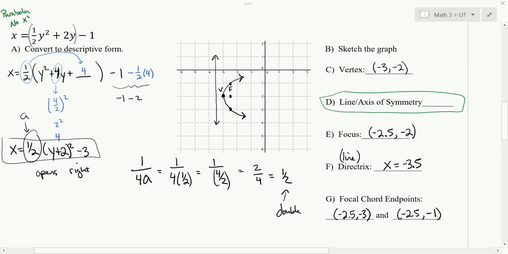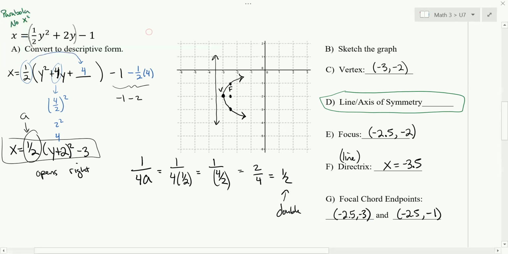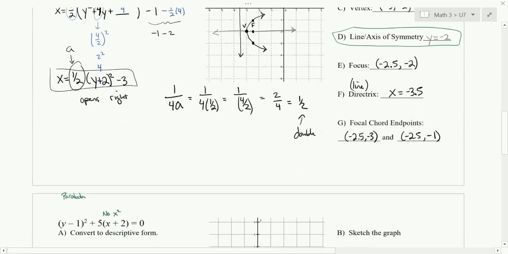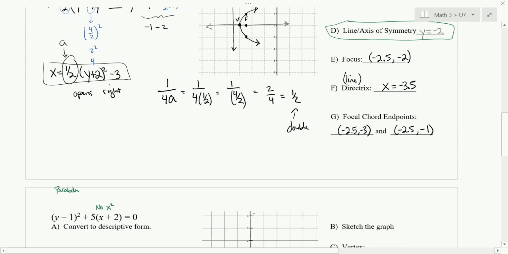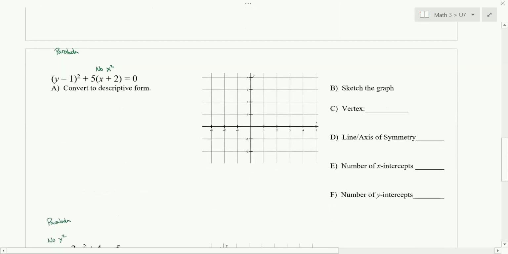All right, now that line of symmetry, or the axis of symmetry, that's your line that goes through the vertex and the focus, right here. What's that equation? Y equals negative 2. We got it. All right, I want you guys now to do the next one. Start to finish.